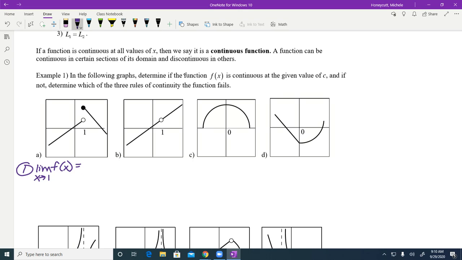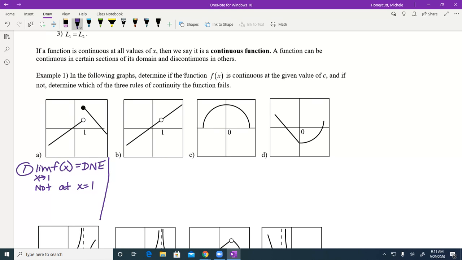Well, let's look at the left. The limit as x approaches 1 from the left is this number. The limit as x approaches 1 from the right is a different number. So we'll say the limit as x approaches 1 of f of x does not exist. No. Since this limit as x approaches 1 doesn't even exist, we'll say rule number 1 is violated, and we would say that this function is not continuous because the limit doesn't exist.